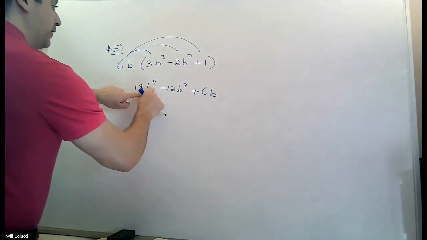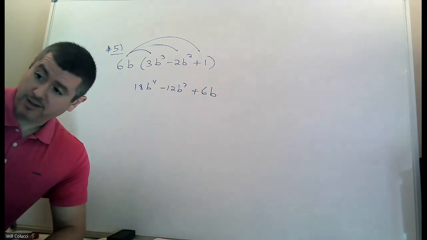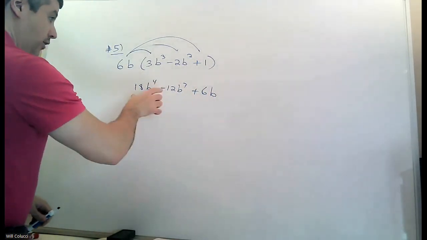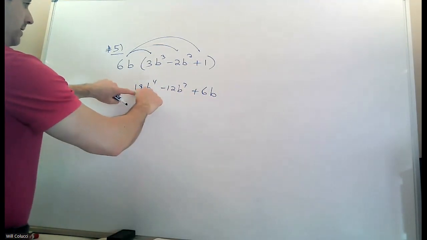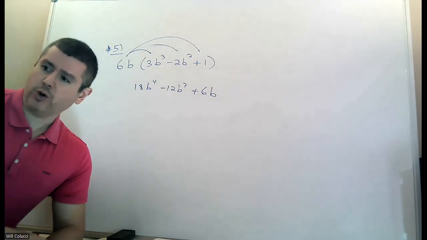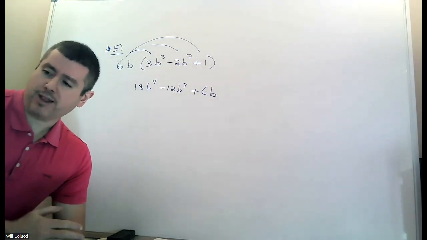Now again, B4, B3, B1. These are not like creatures. They don't go together. I see students do it all the time. They just start adding all this up. They'll do 18, take away 12 is 6, and then they'll do 6 plus 6, and they'll do all sorts of weird things with the powers. Can't do anything with this.